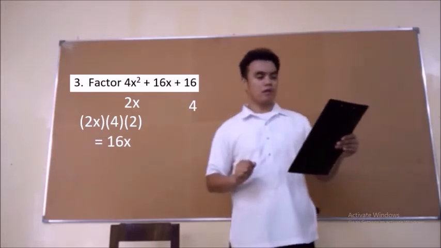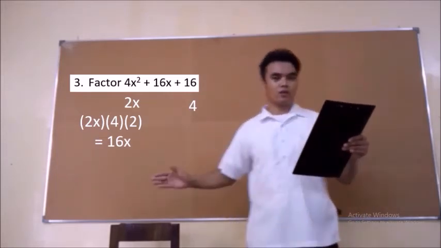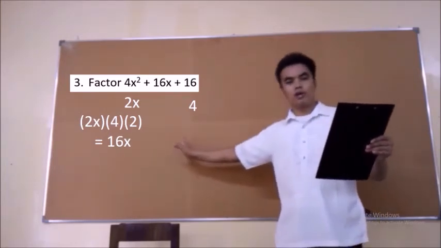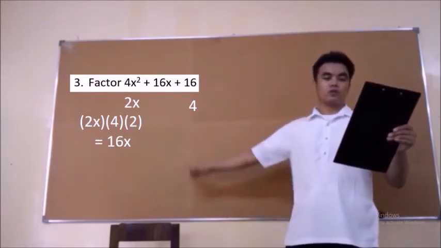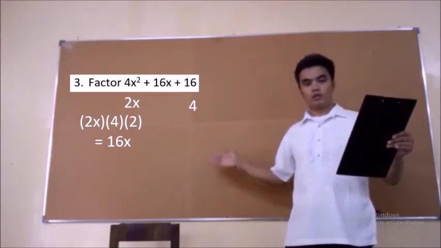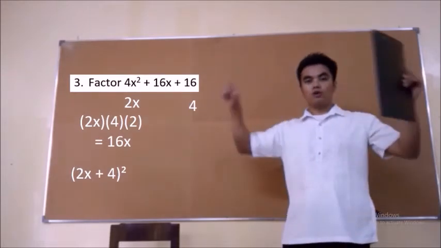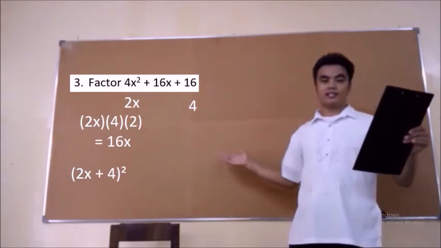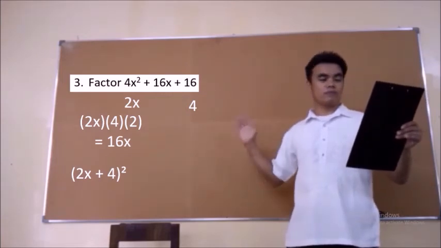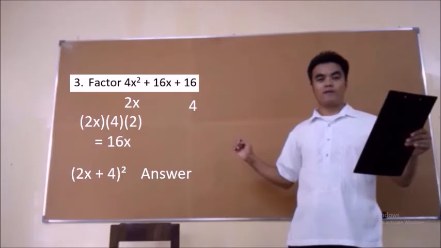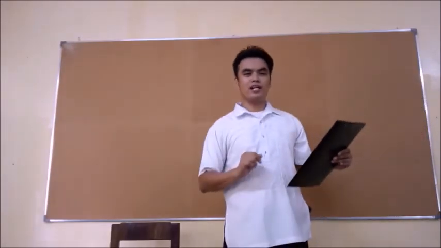Kapag perfect square trinomial, napakadaling i-factor. Gaya ng pinag-aralan natin last time. So, kukunin mo yung square root ng first term, 2x, plus the square root of the last term, 4. And then close bracket, square. So, this is our answer. This is the factor of this perfect square trinomial: (2x plus 4) squared. Alright? So, napakadali.